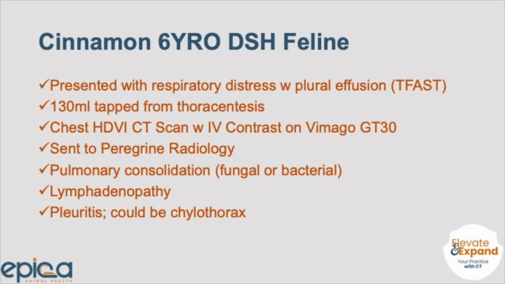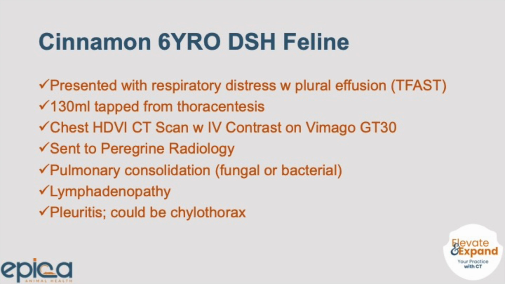Our first case today is Cinnamon. She's a 6-year-old domestic short-hair feline. She presents with respiratory distress. A T-fast ultrasound was performed in the lung fields, and of course pleural effusion was discovered. 130 mils was tapped from the chest via thoracentesis.